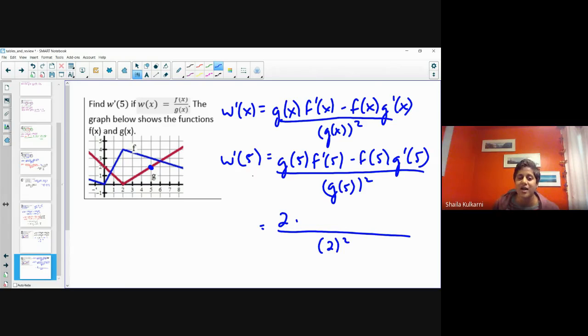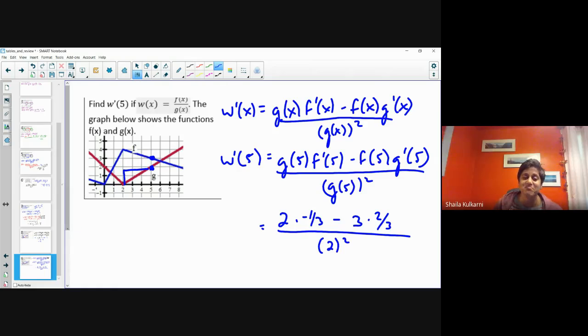F prime 5, I want the slope of that, down 1 over 3. So we have negative 1/3. Minus f of 5. Oops. F of 5. Oh, I thought I was erasing it. What happened there? Okay. F of 5 is what is the y value at 5? It is 3. G prime 5. It is asking what is this slope? So it looks like it's up 2 and over 3. All right. And we're done. We're done if it's free response.